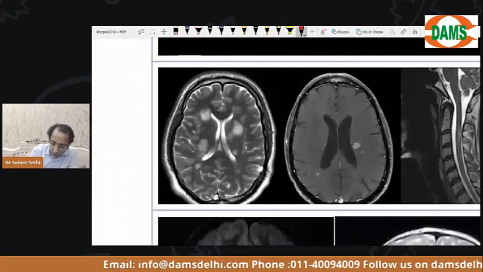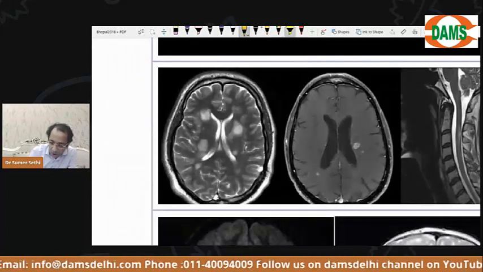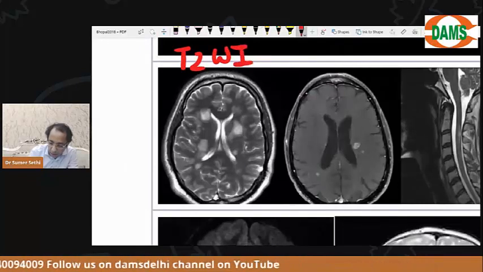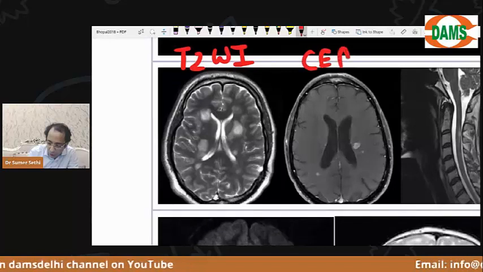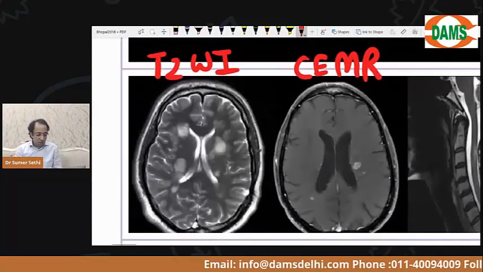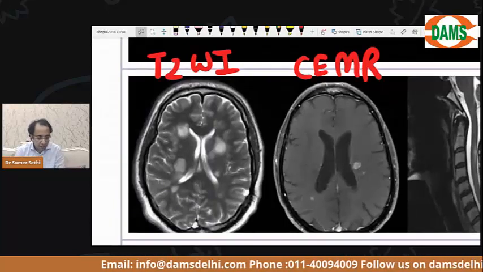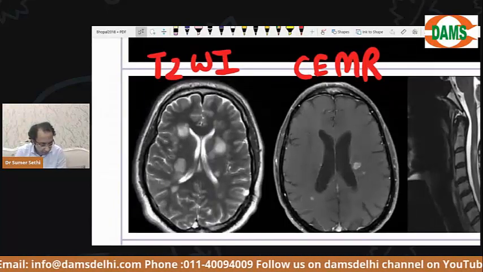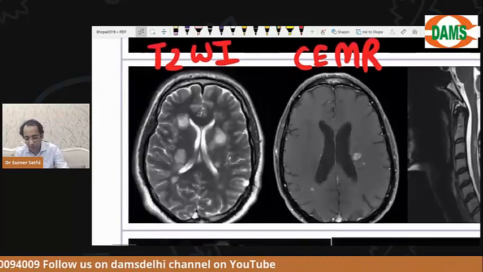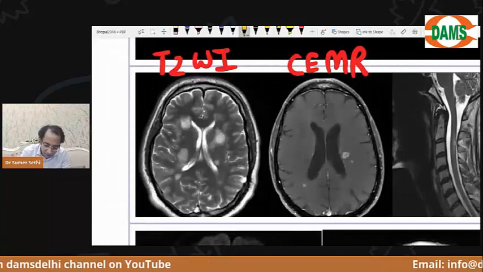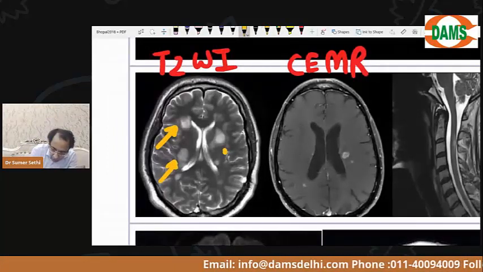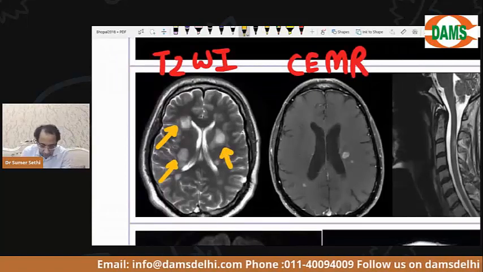This is another patient where you can see a T2 weighted image. And the second image I am labeling as a contrast enhanced MRI. The first image I am labeling as T2 weighted image. Okay, second is a contrast enhanced image. But okay, listen to me. In the first image, there are abnormalities in the white matter, multiple, asymmetric.